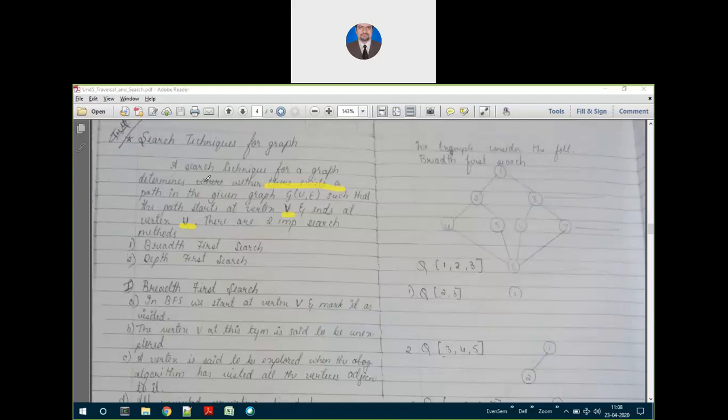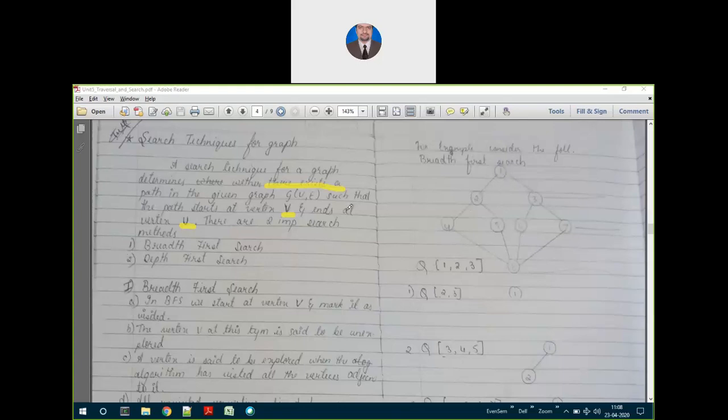Exploring the graph means that if we start at one particular vertex, say vertex 1 in this example, we have to start finding its neighboring or adjacent vertices. The adjacent vertices here are 2 and 3, which we explore next. It is a process of searching each and every vertex, and we have to ensure that a path exists between those two vertices.